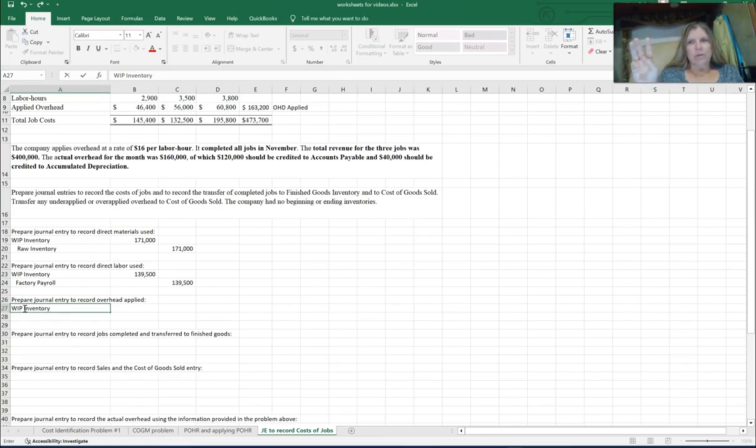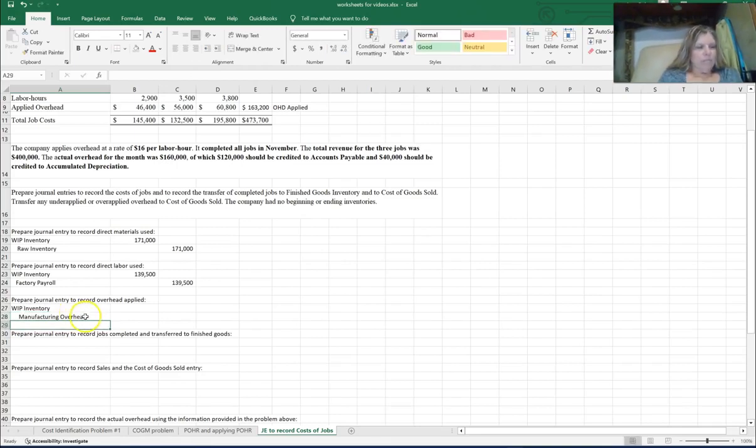So anything that's used in the production of the asset that we're going to sell later, the product, if it's not direct materials and it's not direct labor, then it's going to be manufacturing overhead. And we are going to credit manufacturing overhead. So we calculated that already. It's 163.2.